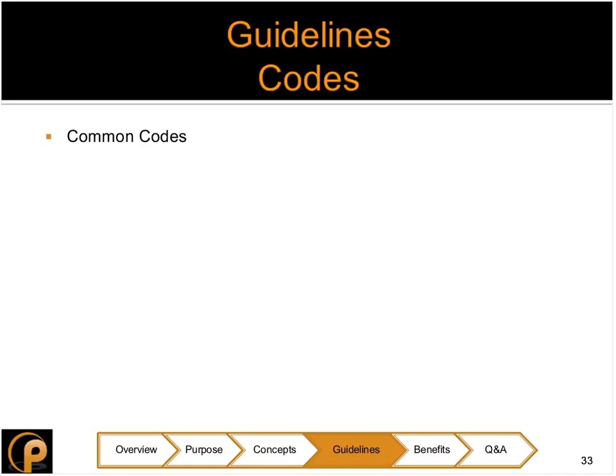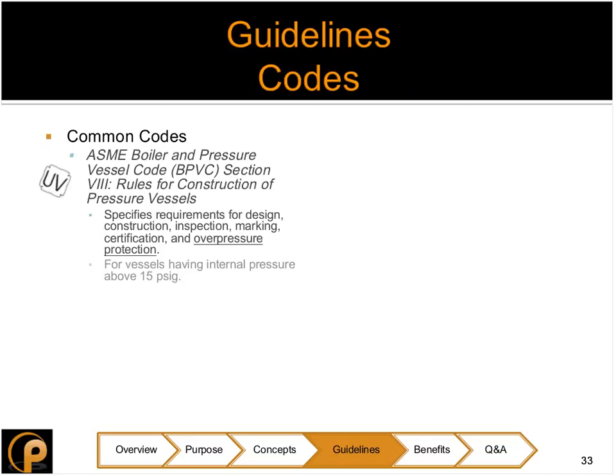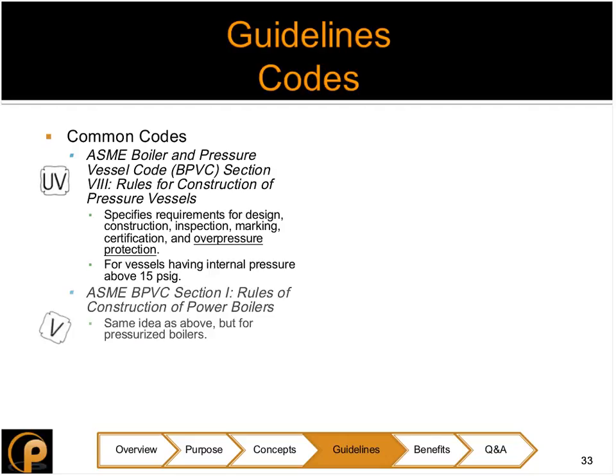Talking about code specifically, let's talk about codes. Which codes do we typically see that are related to pressure relief systems? Well, ASME Section 8 is probably the most common one. ASME Section 8 is a design code which specifies requirements for design, construction, inspection, marking, certification, and overpressure protection. Remember, codes tell us what we shall do. For instance, we shall provide overpressure protection.